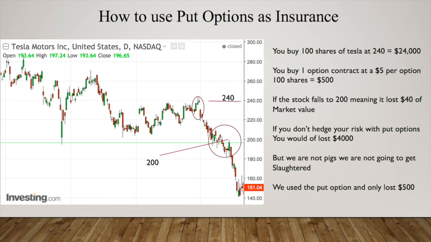But since we are not pigs and we're not going to get slaughtered in this market, we used the put option and only lost $500. And let's say we sold our shares at $200 and let our option ride all the way to $151. We would have made profits. That's the beauty of put options.